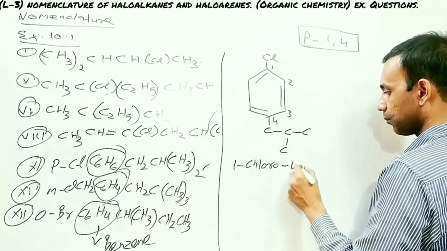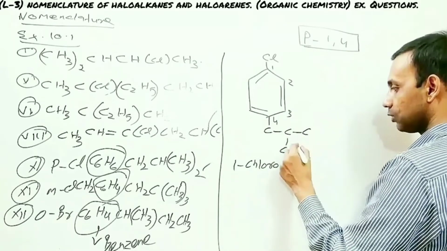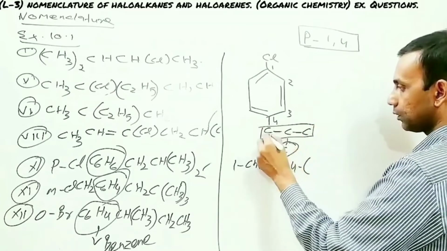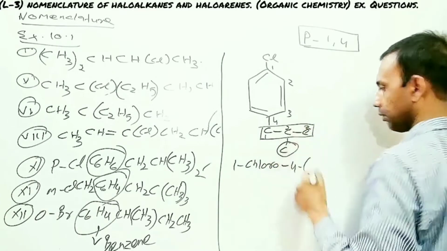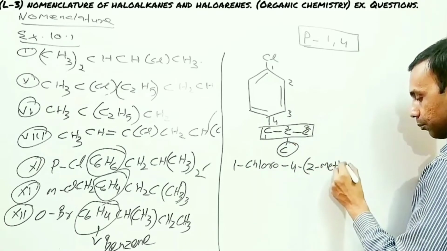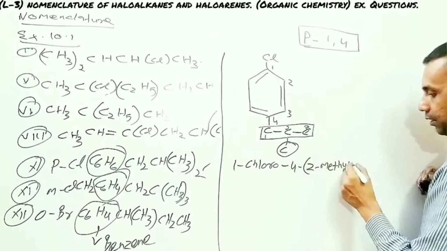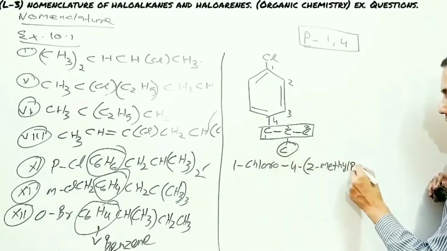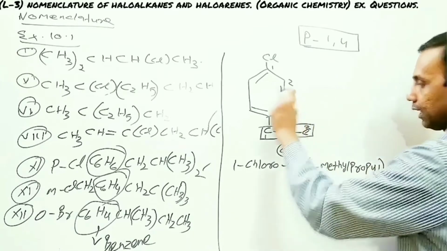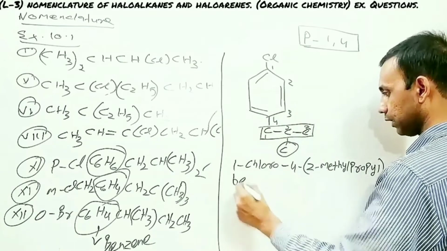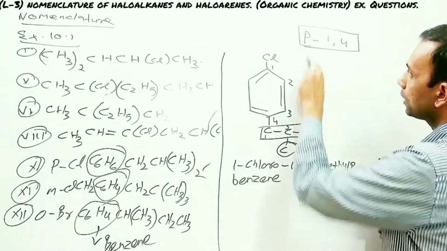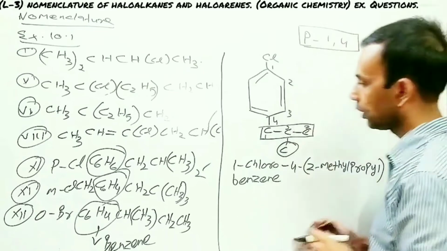So I'm writing 4. And then this is also a branch in a branch. This is the longest chain here again. So this is going to be like 1, 2 and 3. So I'm writing 2 methyl here. 2 methyl. And finally, these 3 carbons are called propyl. Now close the bracket, and what do you have left finally? You have benzene left. That's it. So what was important was para. Para represents the first and fourth position of benzene.